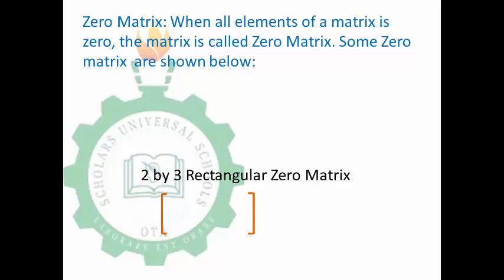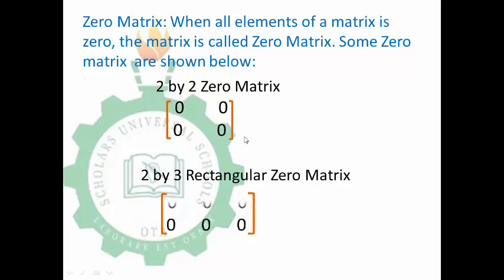Now we also have what we call the zero matrix. This is when all elements, all components of a matrix are 0. That means if all components of a matrix are 0, then you know that is a zero matrix. For example, you have what we call a 2 by 2 zero matrix there. That means this zero matrix has 2 rows and 2 columns: column 1, column 2, row 1, row 2. Then you have what we call a 2 by 3 rectangular zero matrix. You can see for sure that there is no other number there other than 0.